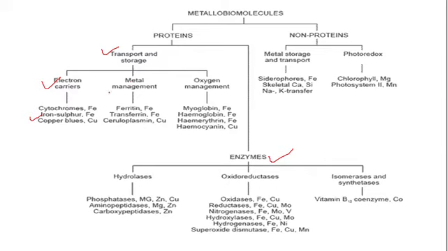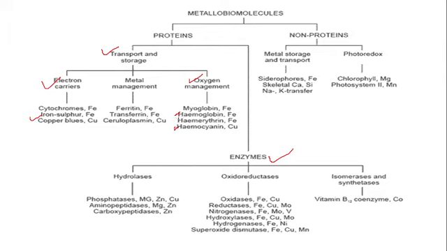Next we are going to learn the metal management. This topic we will learn afterward. Before that, we are going to learn the oxygen management. First of all we are going to learn the oxygen management, and then we will learn the metal management. Oxygen management means the proteins or biomolecules which are myoglobin, hemoglobin, hemerythrin and hemocyanin. These are the oxygen transport and storage proteins.